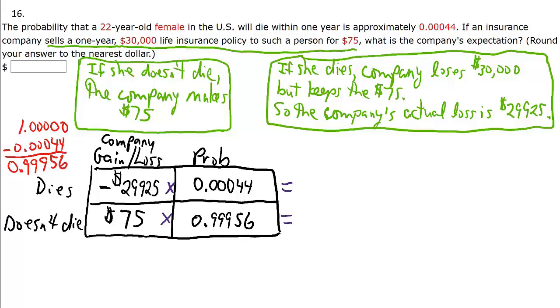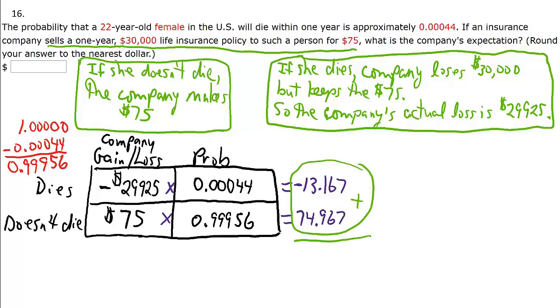Now you simply multiply across and then add down. If you multiply across the first row, remember that's a negative $29,925, so it's negative 13.167. And as I've said before, if you're rounding, you want to take more decimal places than you are going to round at the end. Since we're rounding to the nearest dollar, I'll probably take 2 or 3 decimal places. So I took 3 and got negative 13.167. If you multiply across the second row, you get 74.967. And if you add, again, adding a negative is like subtracting, and you'll get 61.80.